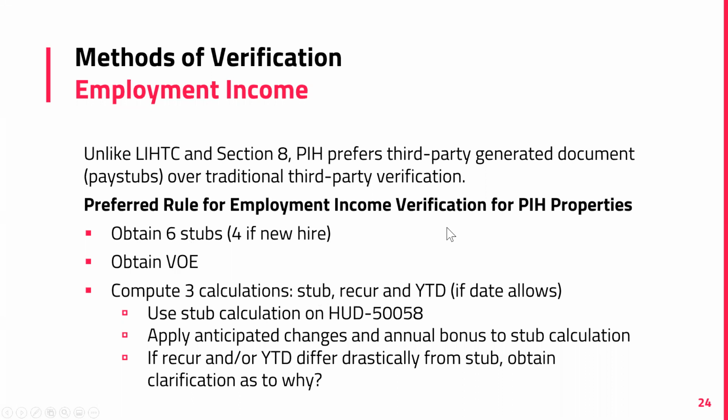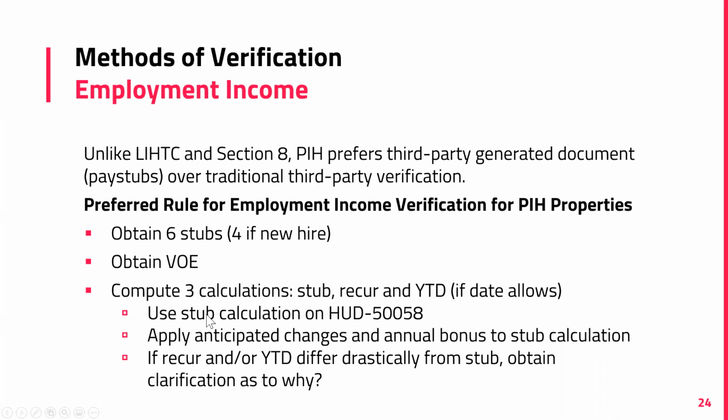Our rule for employment verification is kind of borderline what we're currently using for HOME funds. We want 6 stubs at the minimum, 4 if this is a new hire. We also want to obtain verification of employment on top of those stubs. And then we're going to compute 3 calculations showing stub, recurring, and year-to-date, if the dates allow, per what we talked about in the previous slide.